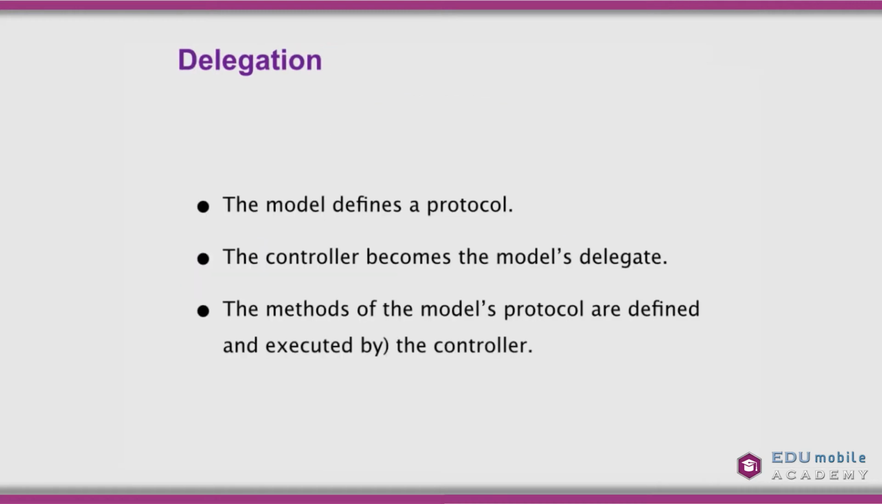Delegation we've already covered. We've talked about protocols and delegation. The idea here is that the model defines a protocol, and the controller then becomes the model's delegate. And the methods of the model's protocol are defined and executed by the controller. Okay, so we've seen this before when we've talked about just general Objective-C programming design patterns. Delegation is used for the model to communicate to the controller.